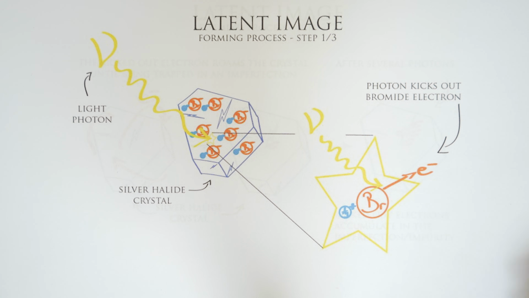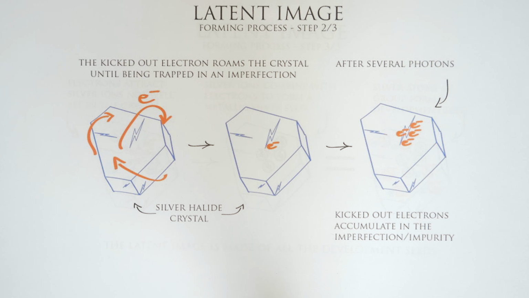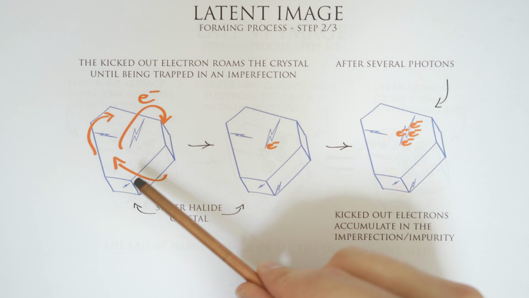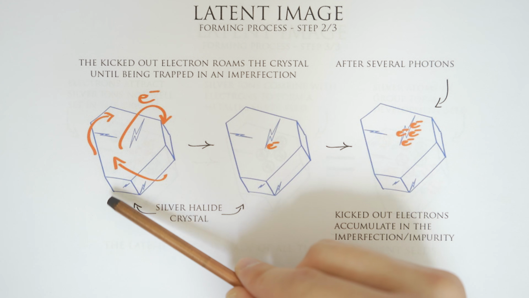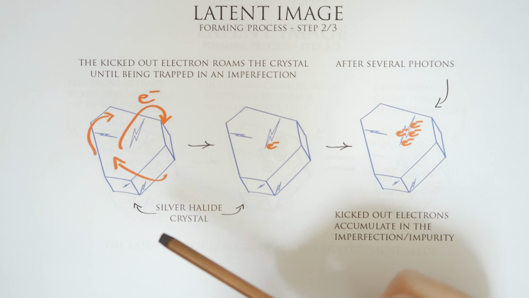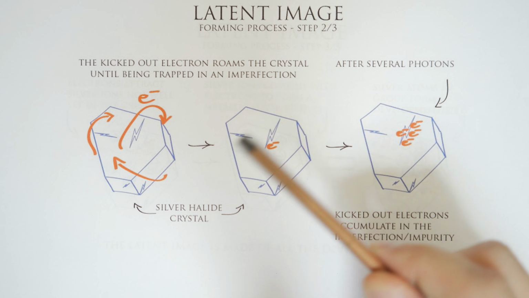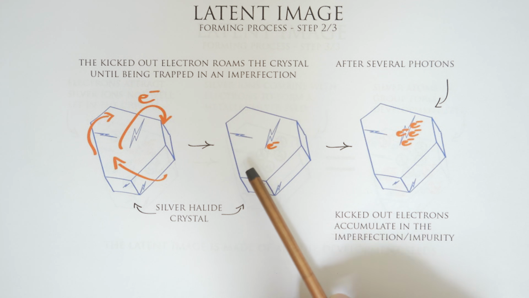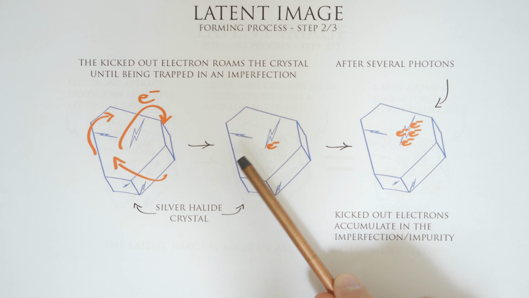Now, a single electron doesn't seem like a big deal, but this electron is now roaming around in this silver halide crystal, looking for somewhere to go. Kind of like when a kid is kicked out of their house, they're looking for a friend or some place to crash. In this case, their friend or place to crash is none other than an imperfection in the crystal, as you can see by this little lightning bolt symbol.